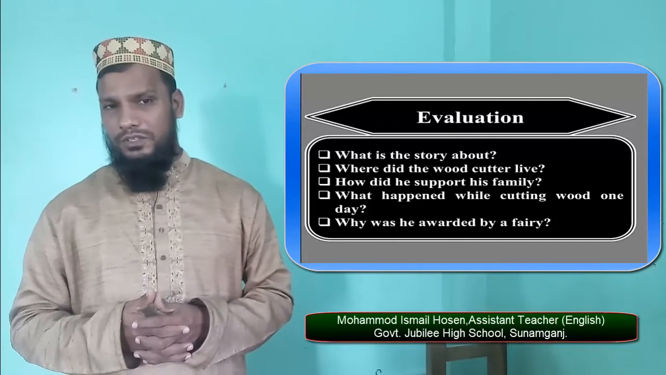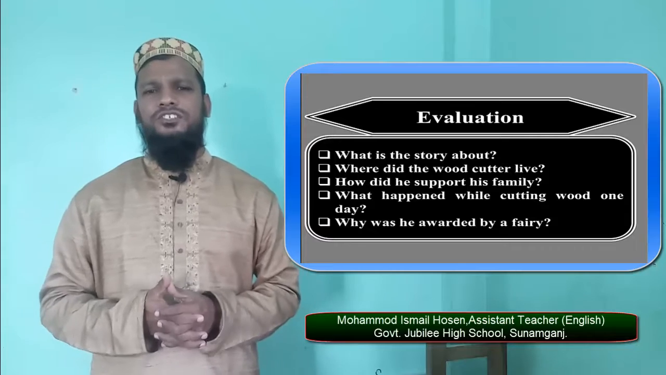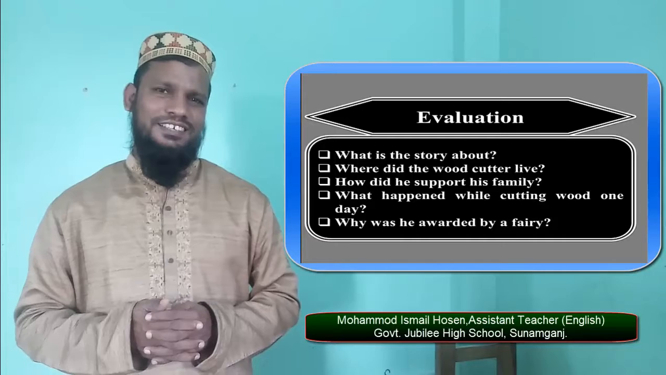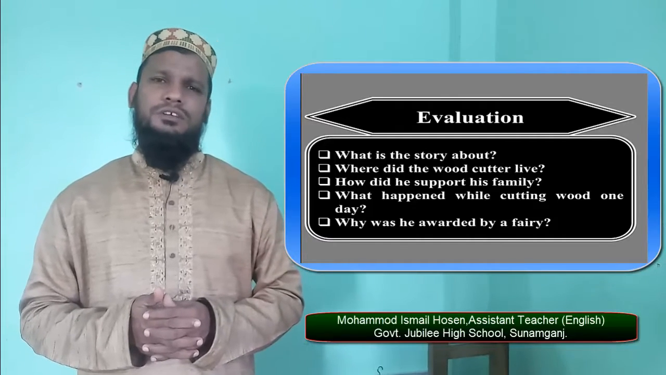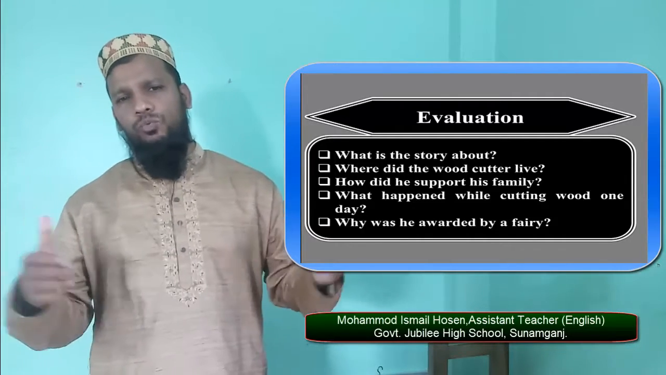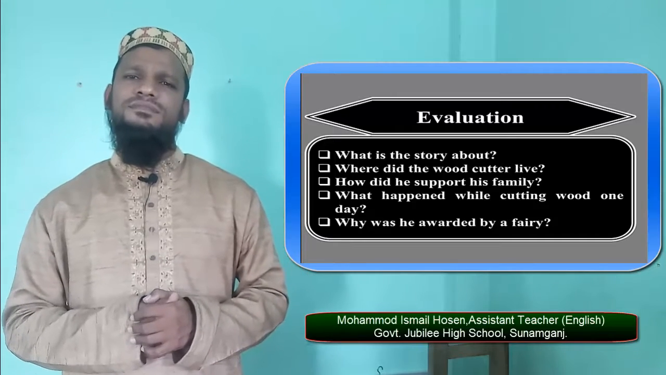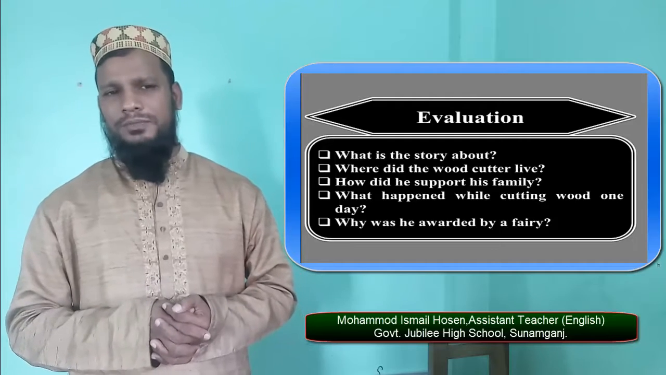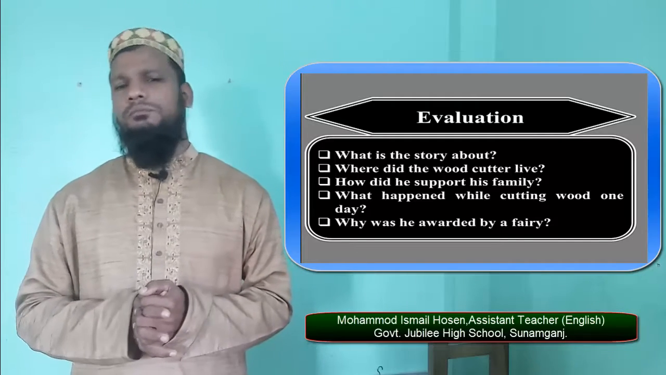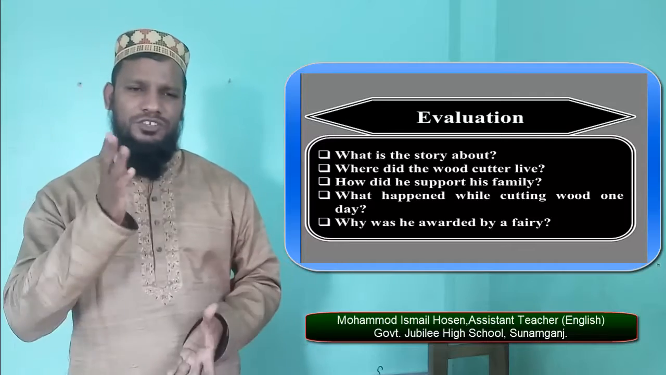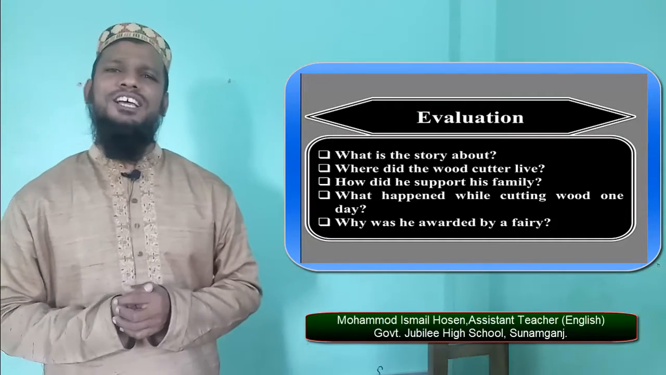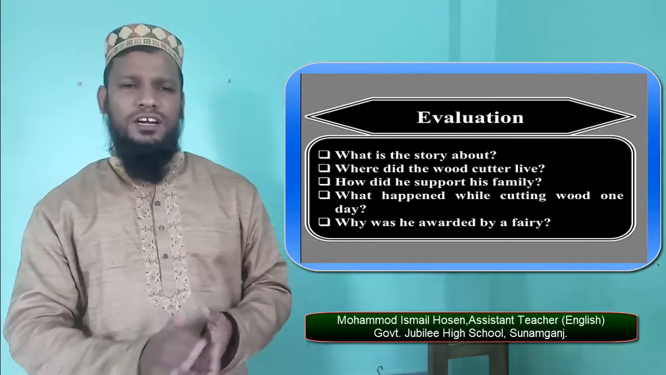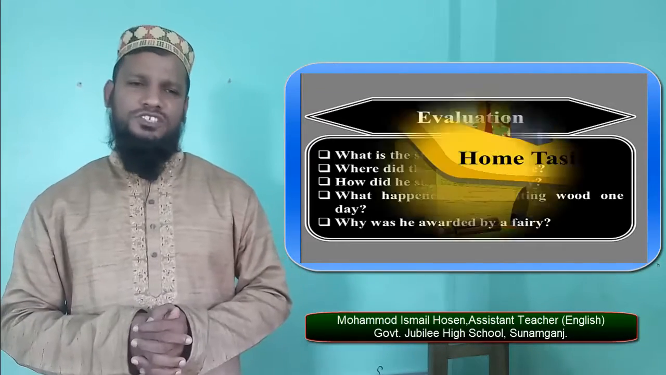How did he support his family? He supported his family by cutting wood and selling it in the market. He did it with great hardship. What happened while cutting wood one day? Yes, he dropped his axe into the river. Why was he awarded by a fairy? Yes, he was awarded by a fairy for his honesty, isn't it? Right. So we have learned that honesty is the best policy.